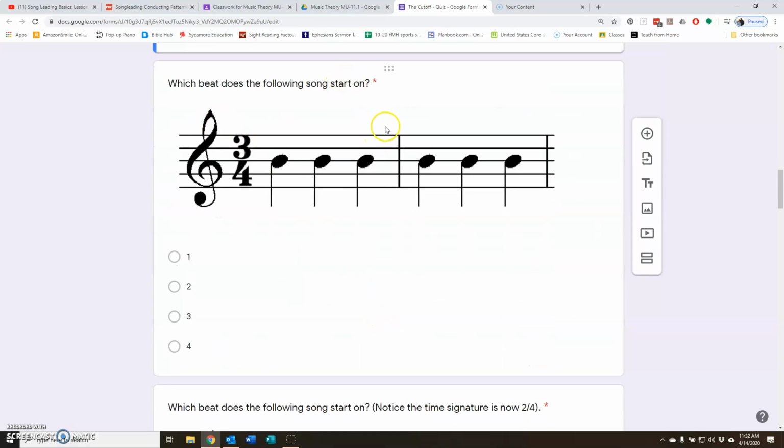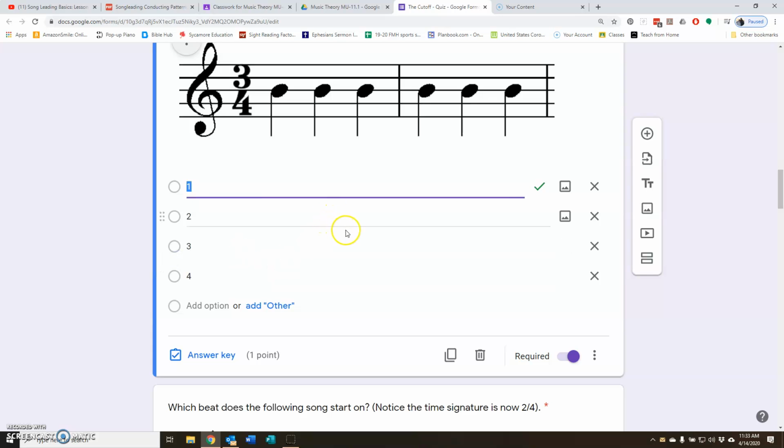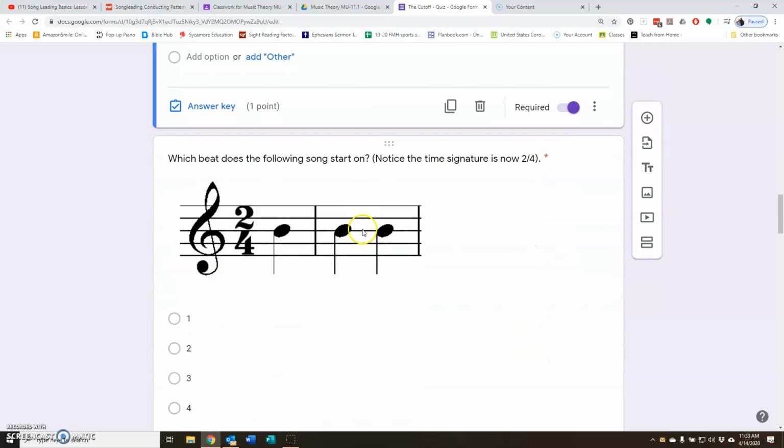Which beat does the following song start on? Well, in this case, we have 3 quarter notes. The first measure is a full measure. It's not incomplete, and so in that case, the answer is 1. When we have a full measure, the answer is always 1.